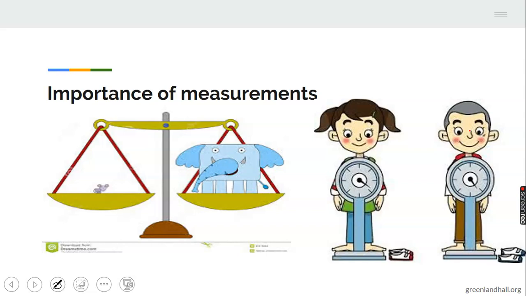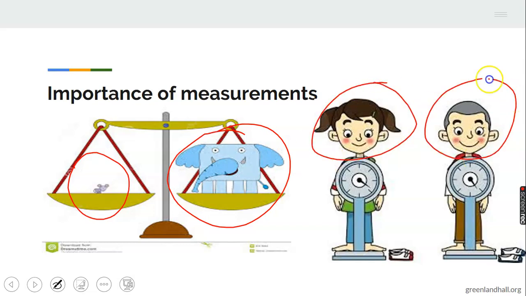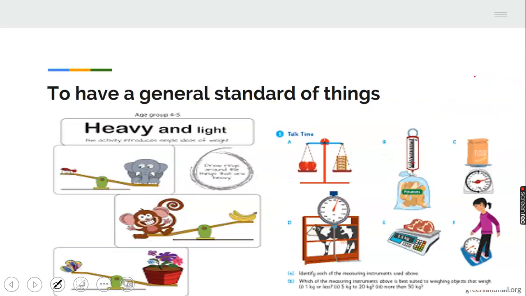Of course it does. We should measure because it tells us the different degrees and sizes. The reason why you measure is to know the degree or the depth and sizes of different objects. Number one, we also have to measure because we need a general view or standard of things.